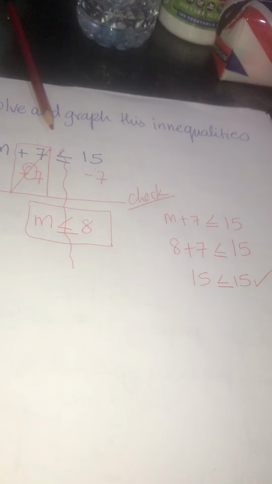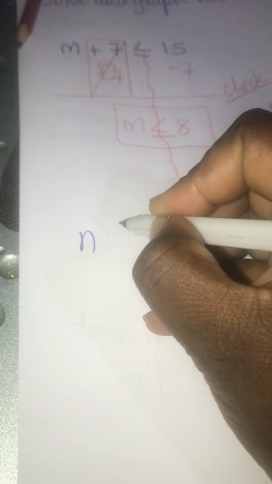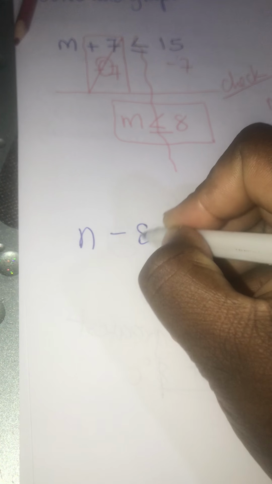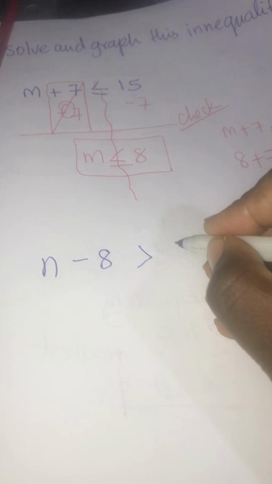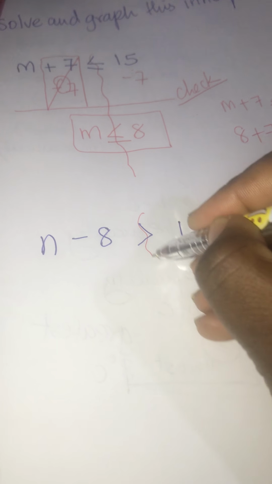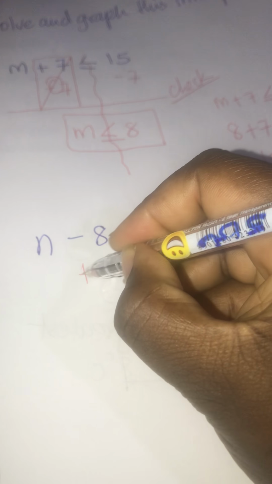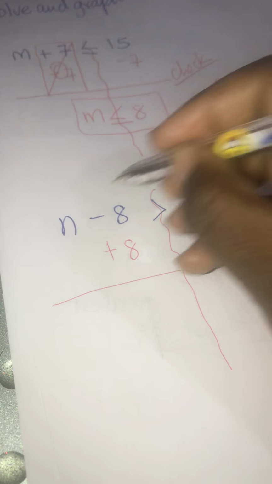Okay, let's do one where there is no equal to sign. So let's do n minus 8 is greater than 12. So we draw our bridge. We will add 8 on the left and on the right.